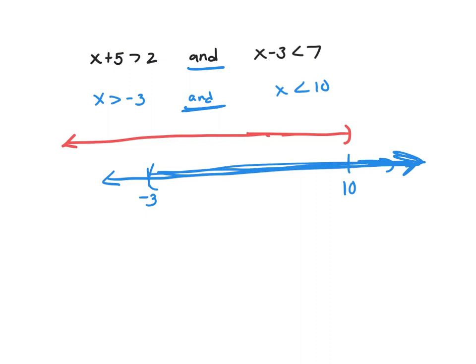Now, if you were to put the red line on top of the blue line, what would be double shaded? You want to take the intersection, or what's in common, between this line and this line, and that would be this area here, range, I should say. So -3 up to 10. So that's why the answer is A.